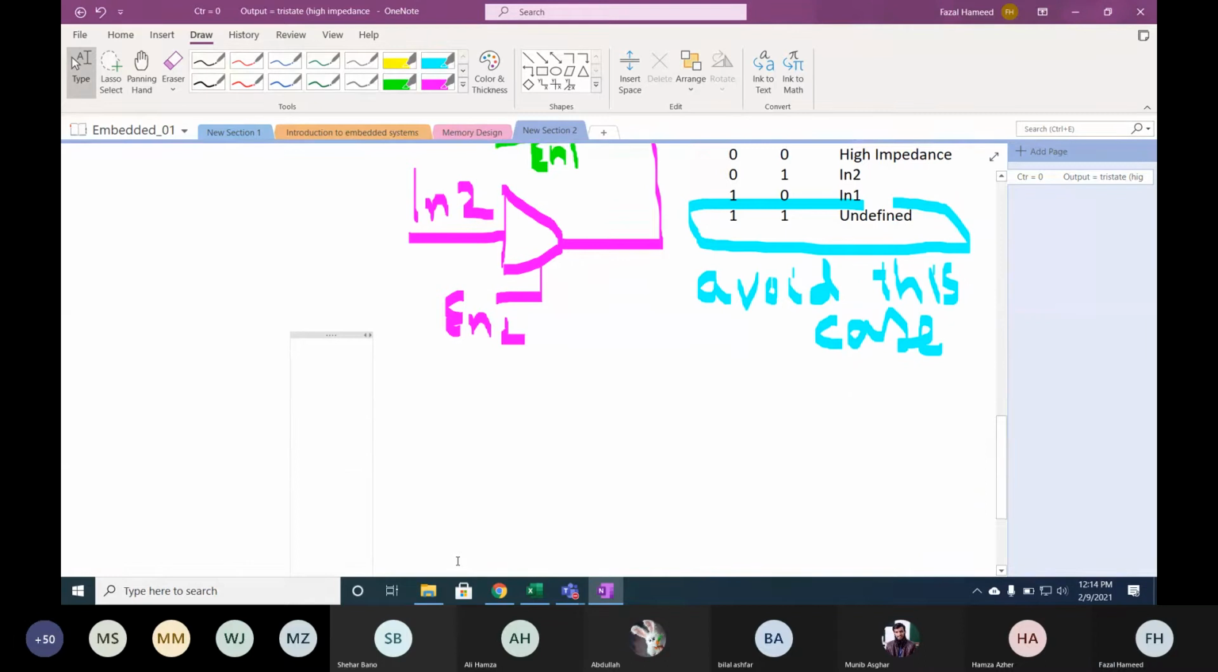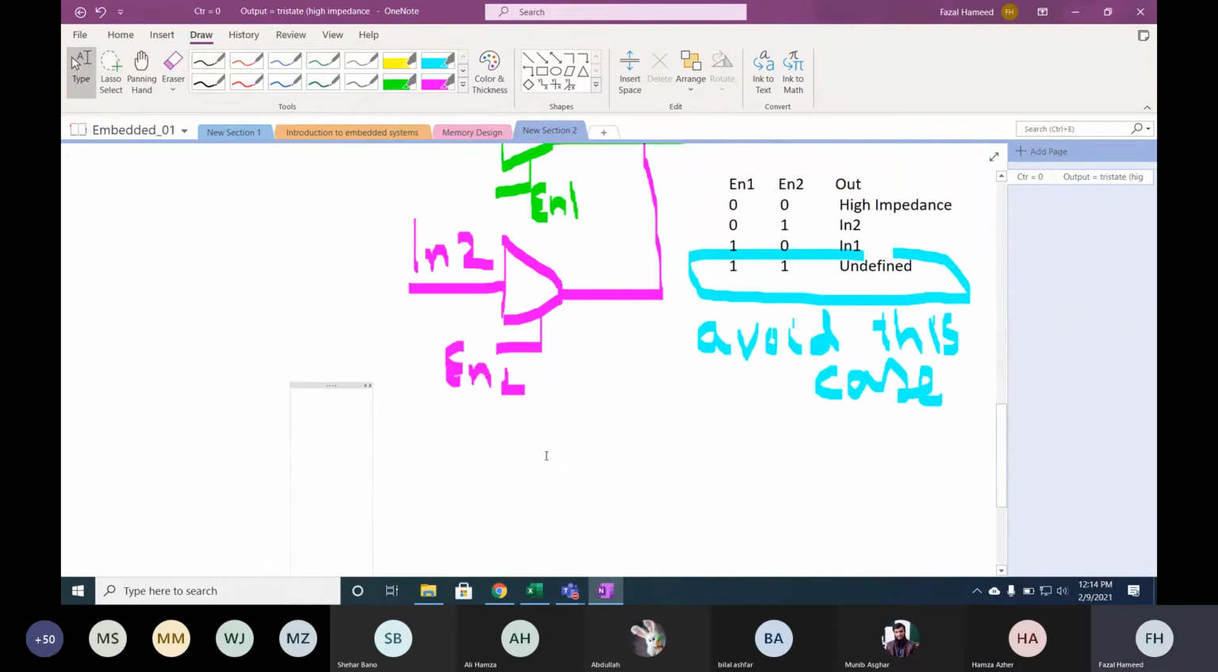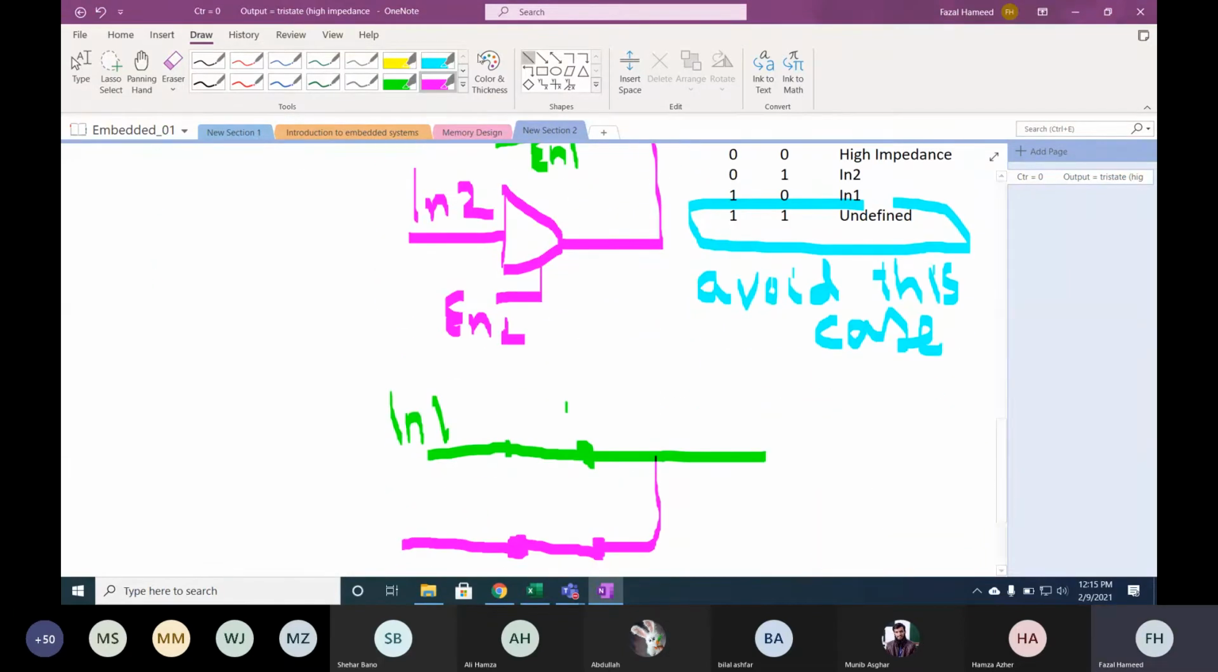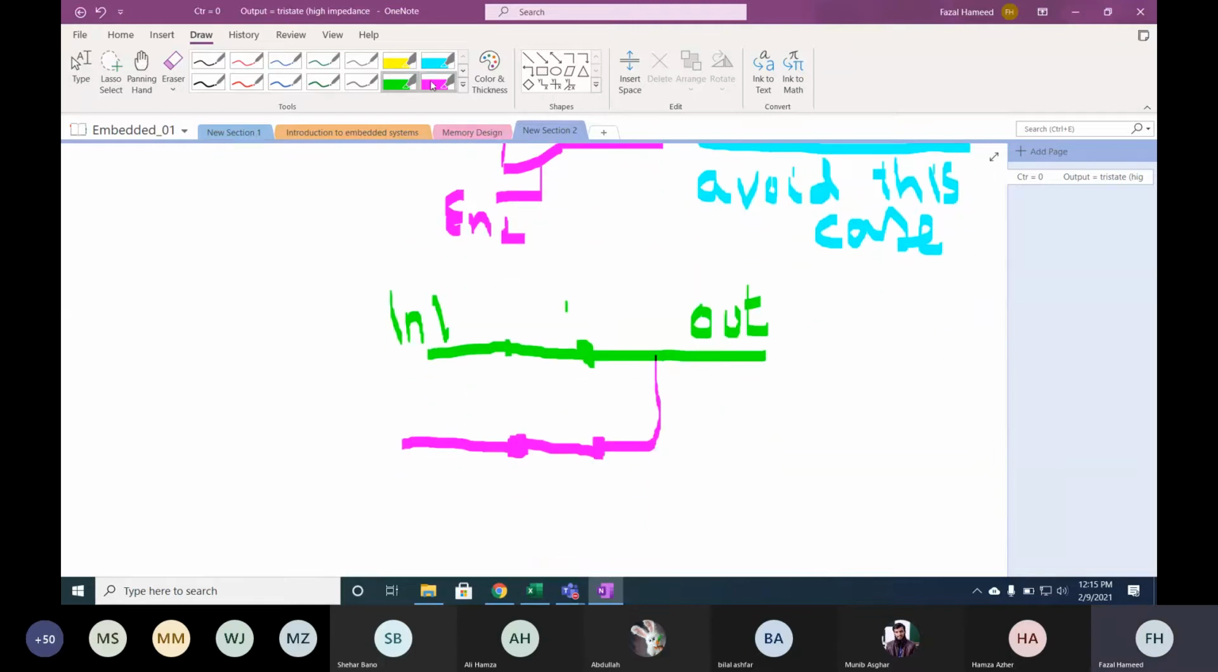The scenario is that both are enabled. When both are enabled, in 1 will be connected to the bus, and in 2 is also connected to the bus. Now it is your output. Let's assume in 1 is driving a logical 1, and in 2 is driving a logical 0.